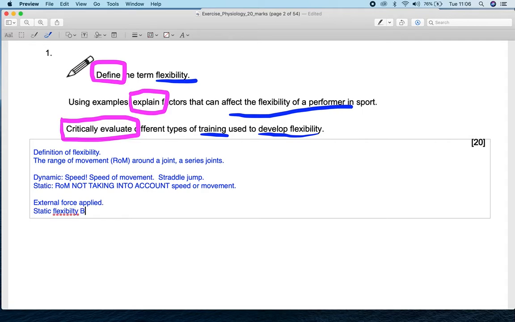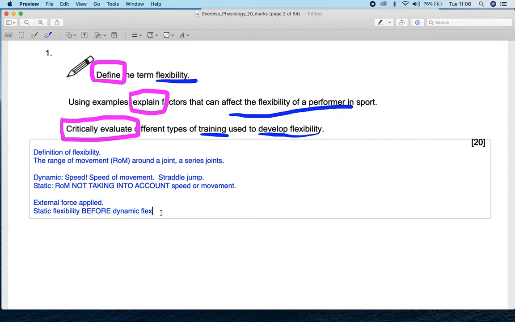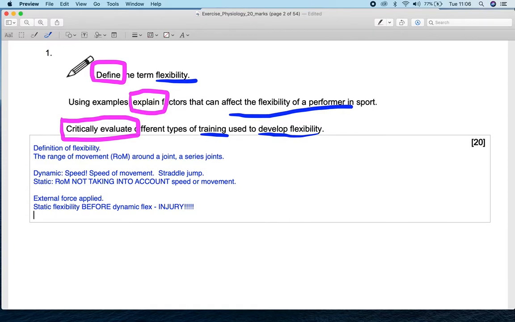We need to have that before dynamic flexibility. All right, so we need to have this static flexibility before we can develop dynamic flexibility, okay? Because without that, we are likely to sustain injuries. So when we talk about our training, we're going to talk about developing static flexibility in that range of movement around the joint, and then move on to how that can help with the dynamic flexibility that we will have. Okay, so that gains us our first part of this.